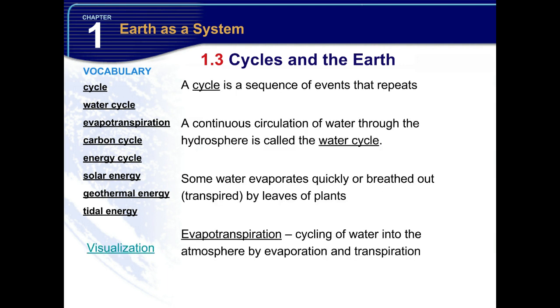Now, a cycle is a sequence of events that repeats itself. A continuous circulation of water through the hydrosphere is called the water cycle. That's an example of what a cycle is. Now, some water evaporates quickly or is breathed out, transpired by leaves of plants. Evapotranspiration is the cycling of water into the atmosphere by evaporation and transpiration, which is the example that we just gave you here with the leaves of the plants.